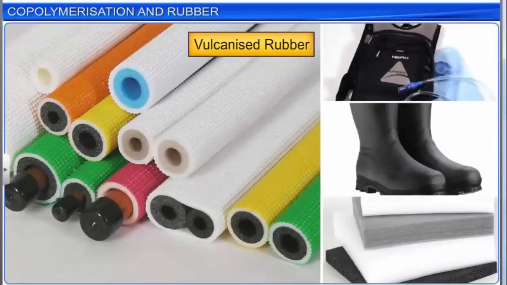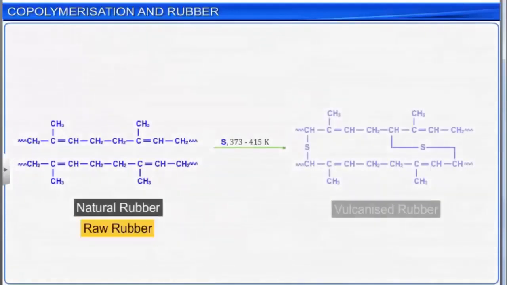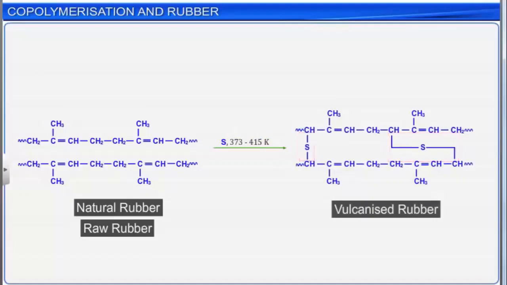To vulcanize rubber, raw rubber is mixed with sulfur and heated between 373 and 415 degrees Kelvin. This forms sulfur cross-links at the reactive sites of double bonds, such as allylic positions, and thus the rubber gets stiffer. Commercially, other substances called accelerators and activators are added to enhance the quality of the rubber.